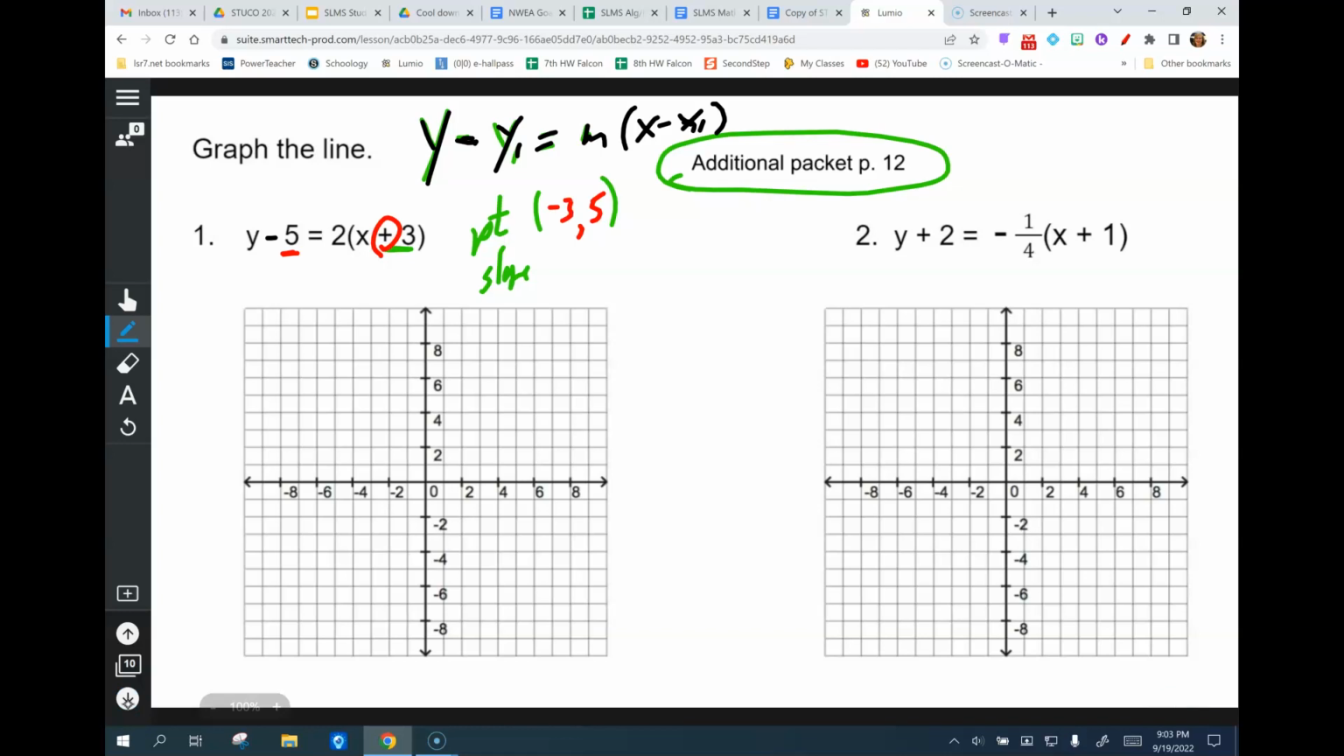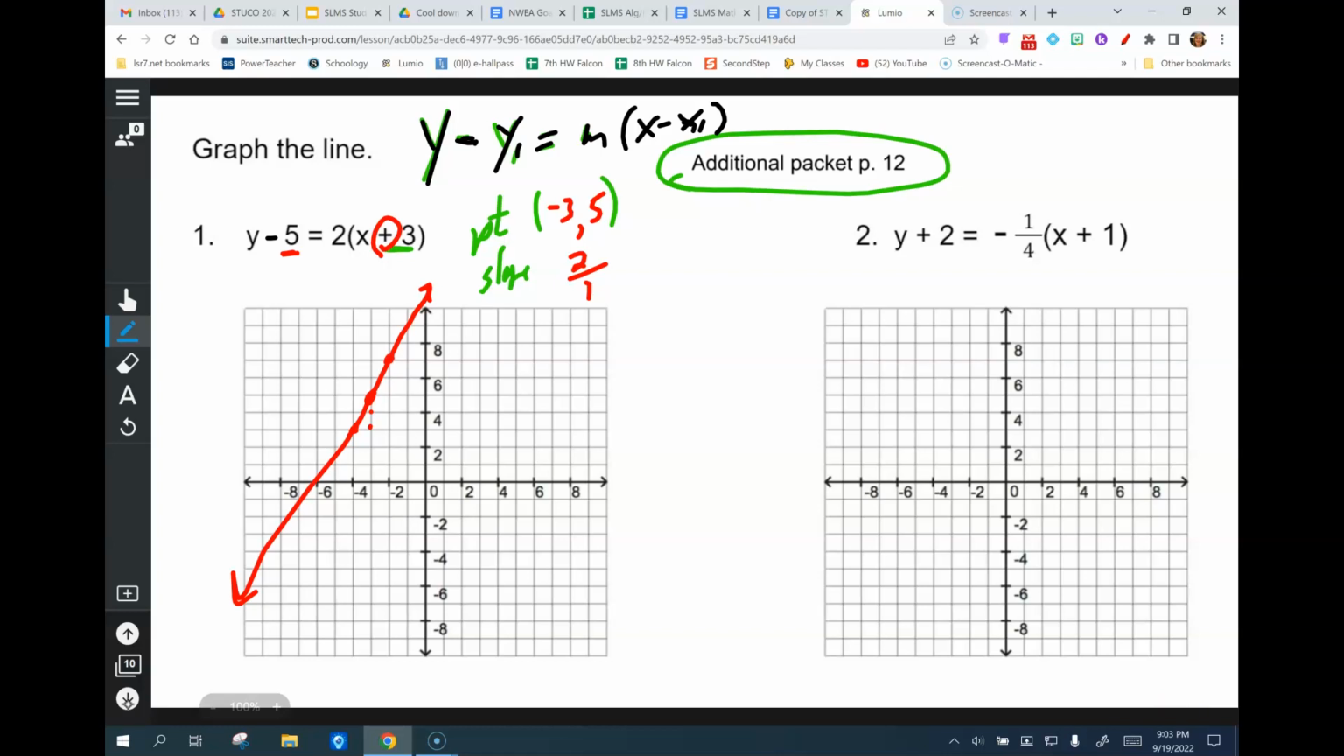So now my slope is 2. And remember, slope is a one-time you want a fraction, so read it right as a fraction. So let's plot that. I'm going to go -3, +5. Then I'm going to use my slope and go up 2 over 1, down 2 over 1. Bam, I am done. Graphing is so awesome with slope, isn't it? It's just fun.